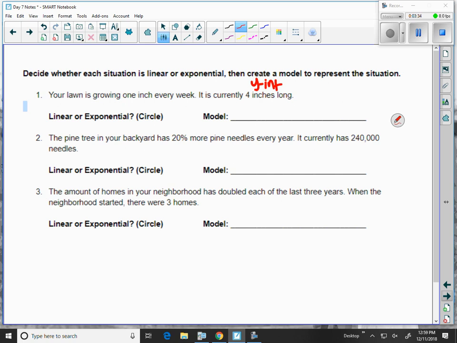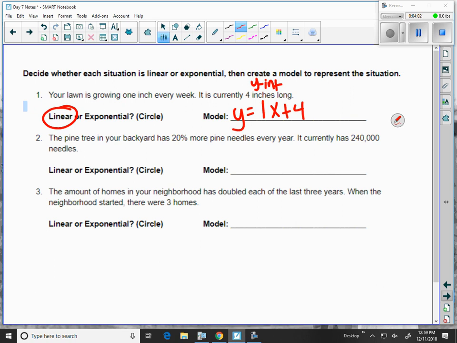Adding, right? If we have week 1, we add an inch. Week 2, we add another inch. We add another inch. So since this is addition, it's going to be linear. Either way, it's the same. What do you mean? Timesing and adding 1. Well, I see what you're saying there. If it was 2 inches, we would be multiplying. But if it's 1, adding and multiplying is the same thing.